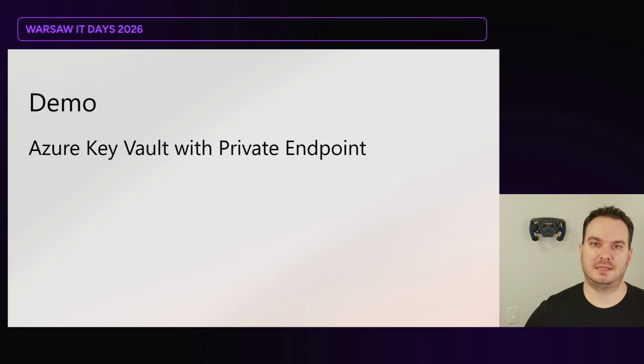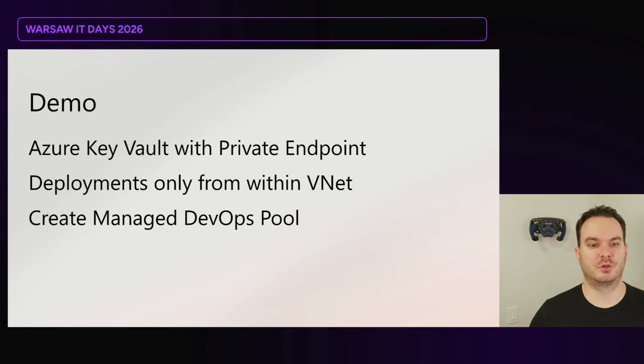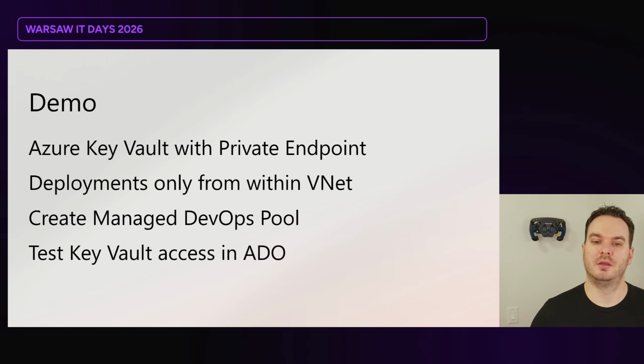So first we're going to create a new Azure Key Vault with a private endpoint. And we want to have the deployments only from within the VNET. This means we have to disable the public access, we have the private endpoint, and we have the permissions. To do the deployment, we're also going to create a managed DevOps pool, which will be integrated into this VNET. And after we have everything set up, we're going to test the Key Vault access with an Azure DevOps pipeline. So now let's switch over to the terminal and let's get started with the demo.